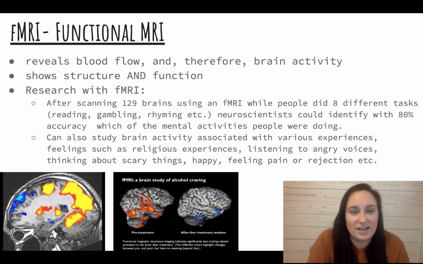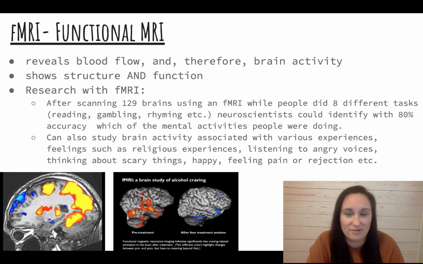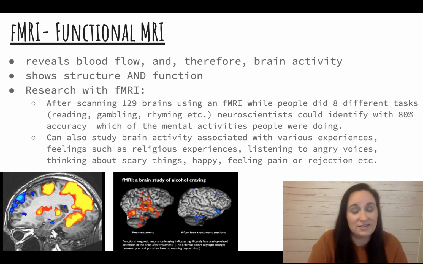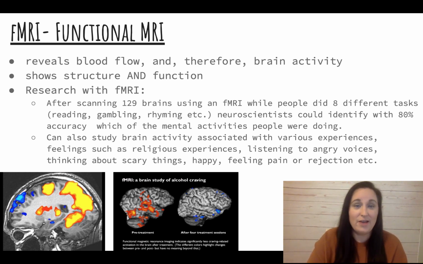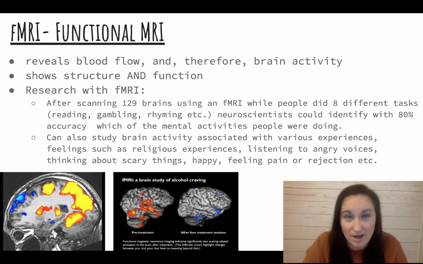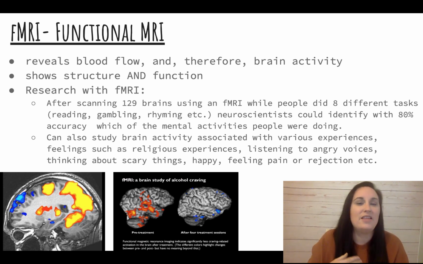They did a study with the fMRI, and they scanned 129 brains using the fMRI, and they made people do 8 different tasks like reading or rhyming, gambling, etc. And neuroscientists, while looking at these people's brains, could identify which thing they were thinking about with 80% accuracy. There were 8 options, and they got 8 right.